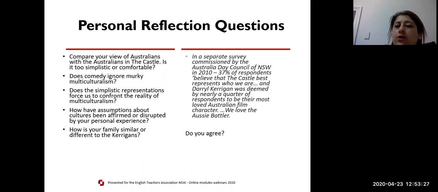And on the side here, we've got an Australia Day Council of New South Wales in 2010 did a survey where it said 37% of respondents believed that the castle best represents who we are. Is that in agreement with what you think? And again, this could be done as a persuasive or discursive speech that you can practice for Module C.